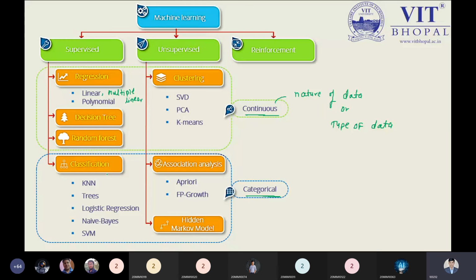So in the classification in our syllabus we have KNN, the k nearest neighbor algorithm. In this case we will see the decision tree. In this we use the decision tree classifier, or in this case we will use the decision tree regressor.